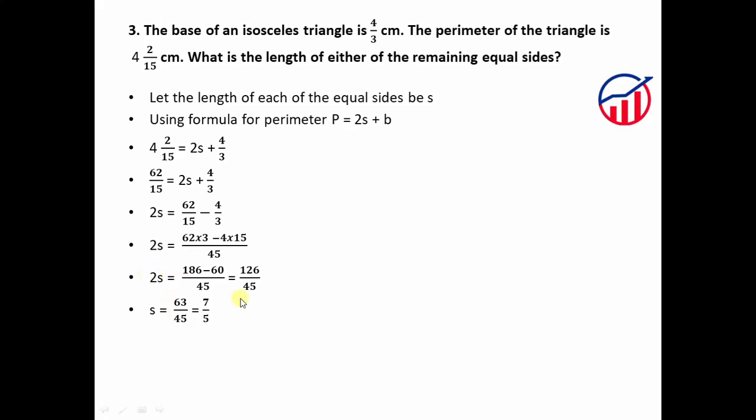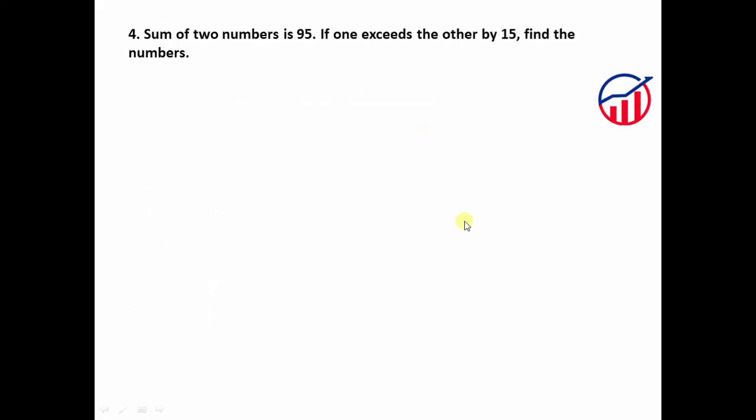So s is 63 upon 45. How? This was 2s, 2 goes down, so it's going to cancel. 2 6s are 12, 2 3s are 6, and you have over here 9 7s are 63, 9 5s are 45. So you get s is 7 upon 5. So the length of either of the remaining equal sides of this isosceles triangle is 7 upon 5.